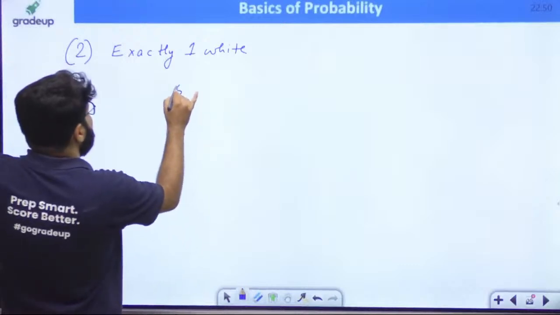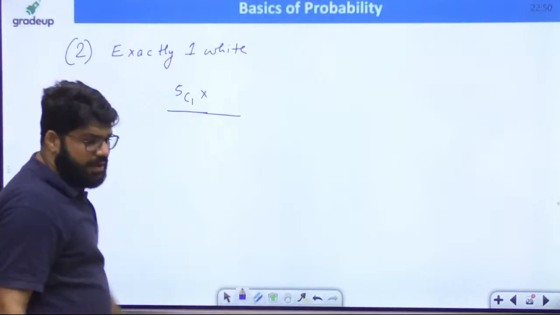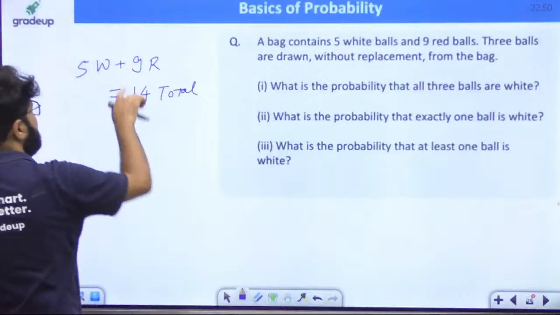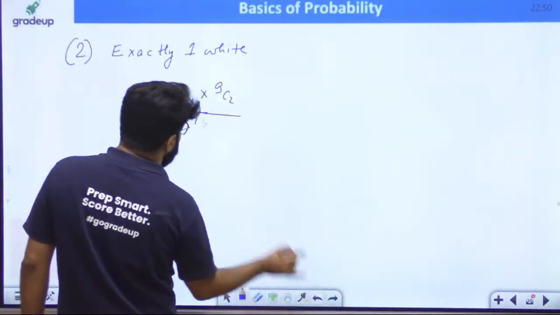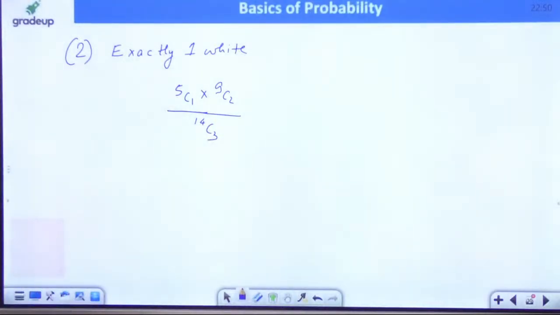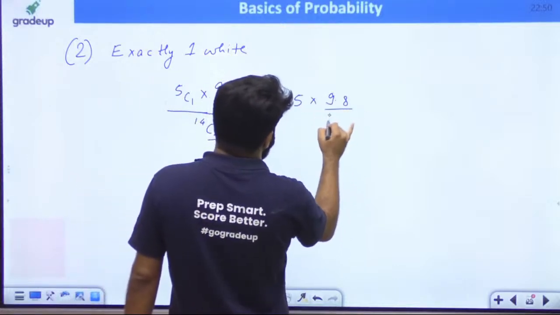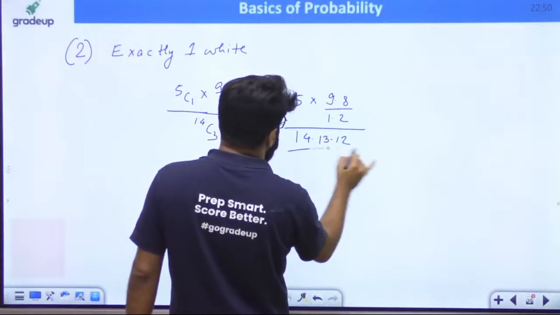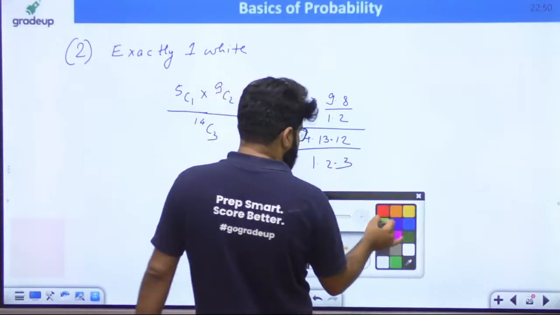Okay, so how many white balls are there? Sir, 5. So 1 out of 5. So remaining 2 balls will be red. Okay, and how many red balls are there? 9. So 9C2 divided by total 14C3. That's how it is. Exactly one white. Okay, so 5C1 is 5. 9C2 is 9 into 8 divided by 1 into 2 divided by 14 into 13 into 12 divided by 1 into 2 into 3. Okay, so let's just cancel out.